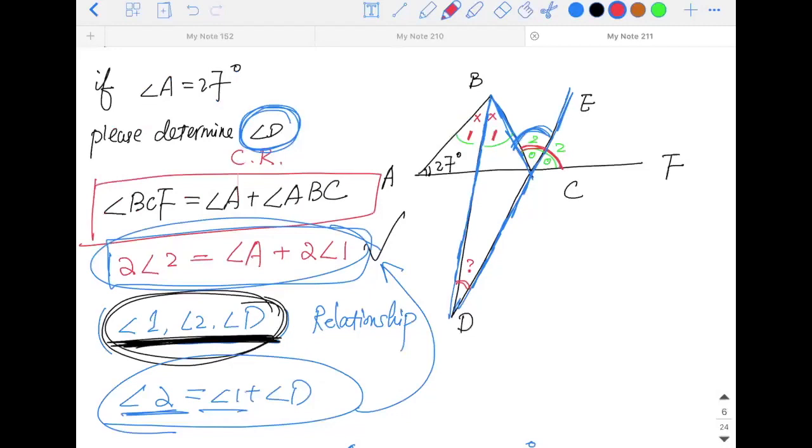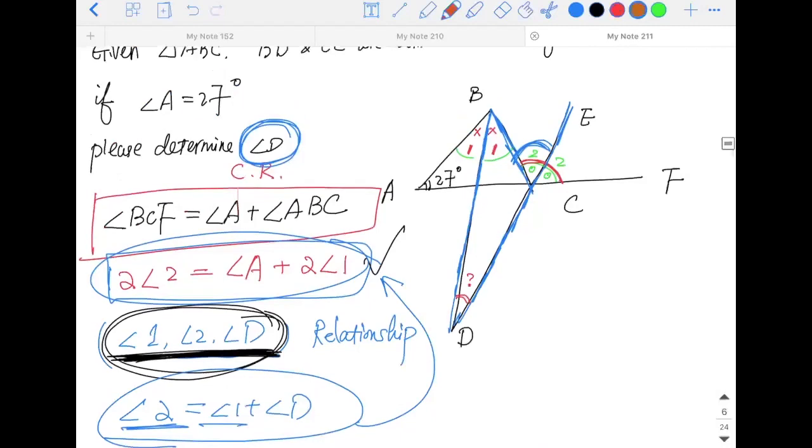Some student says, measure the angle. But this part you cannot measure too accurately because angle A equals 27 degrees. It's kind of difficult, right? Difficult for you to measure, round up or round down.